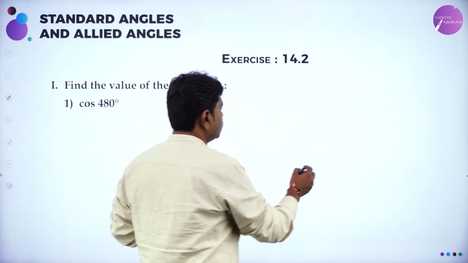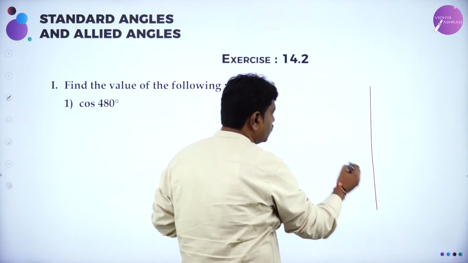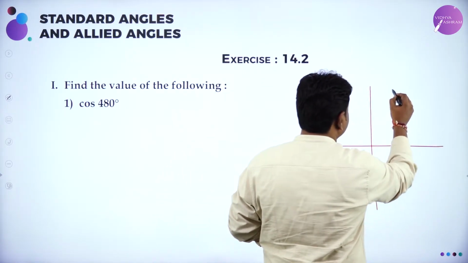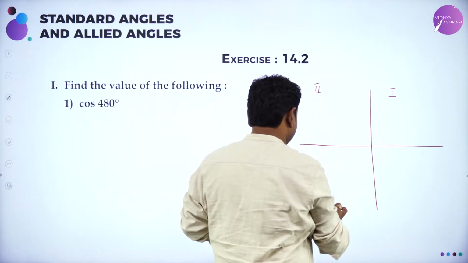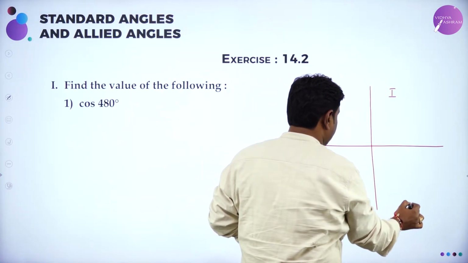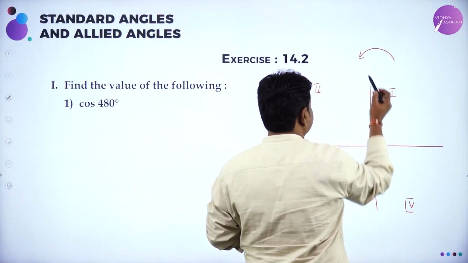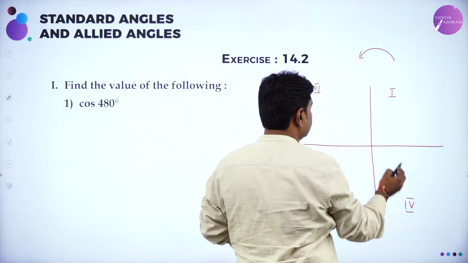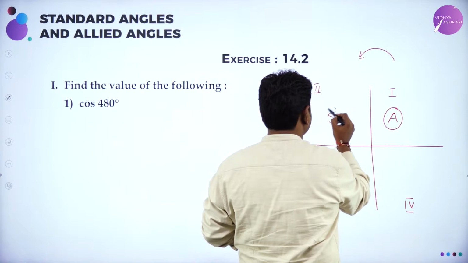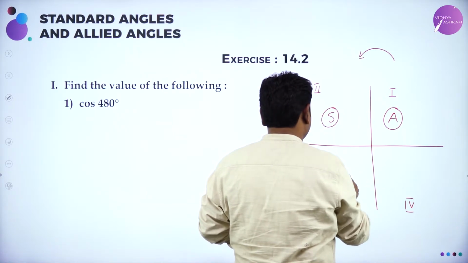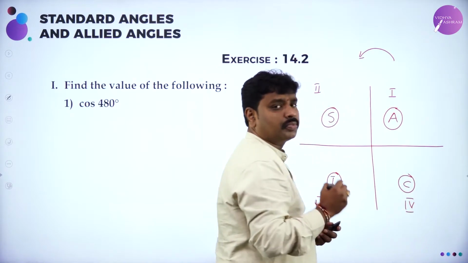So dear students, we'll take the quadrant system. The plane is divided into 4 quadrants: first, second, third and fourth. We count in the anti-clockwise direction. In the first quadrant, all are positive. In the second quadrant, sine and its reciprocal are positive. In third, tan and cot are positive. And in fourth, cos and secant are positive.